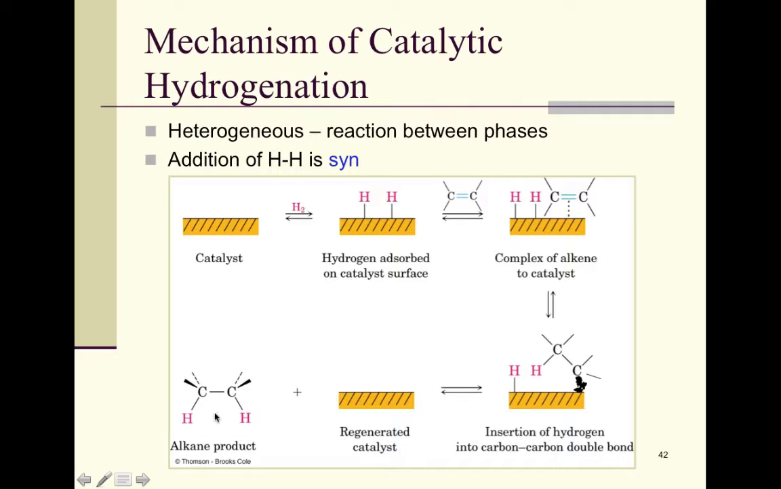This is a reduction reaction because we have more bonds from carbon to hydrogen than we had before. One thing I want you to notice about this mechanism is a couple of things. One is all these reaction steps are reversible, so it's just as likely to go in the forward direction as the reverse direction. The next thing I want you to notice is it is syn addition, that they do add to the same side of the carbon-carbon double bond. So if it's on a ring, then you would get a cis product out of this.